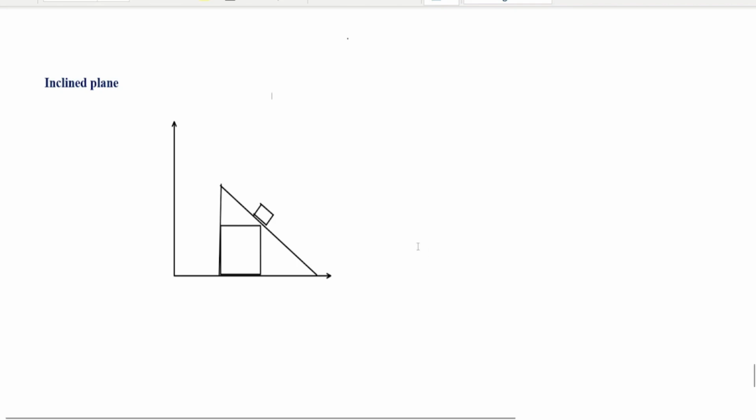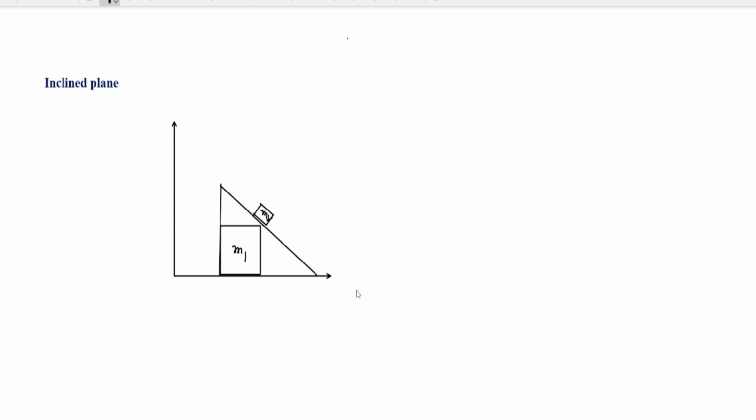Let us look at one more example of the Lagrangian equation. So this is an inclined plane. Here this box is M1, the big box. It slides on a horizontal smooth surface, and M2 slides on a smooth inclined surface of a plane of mass M.